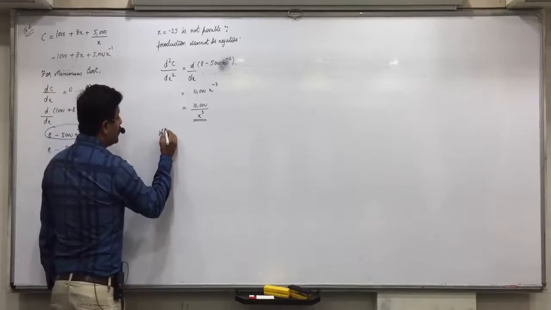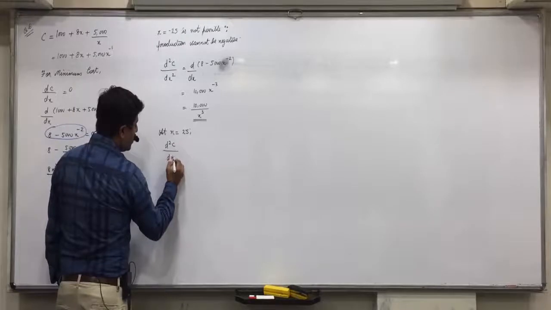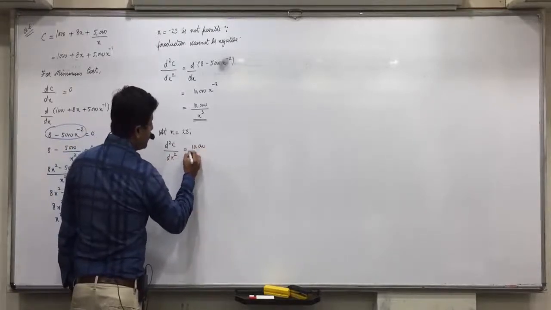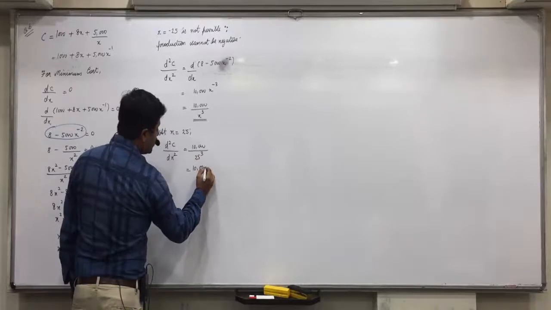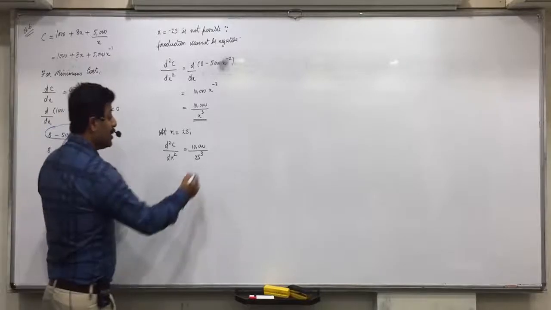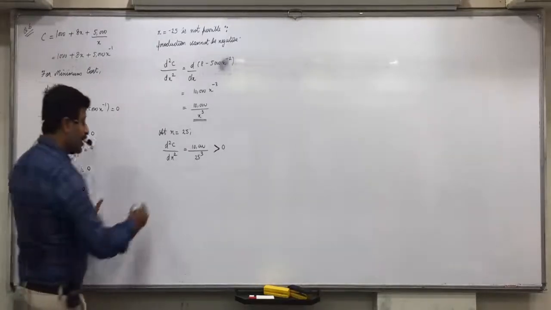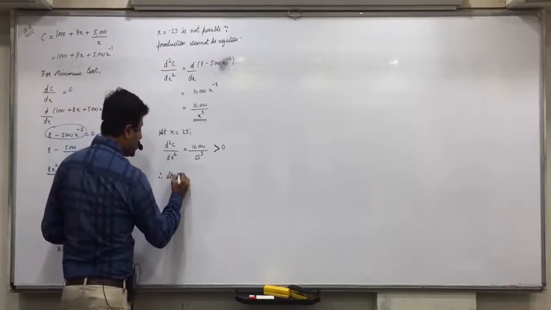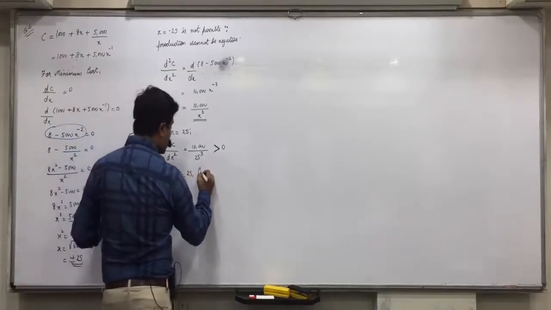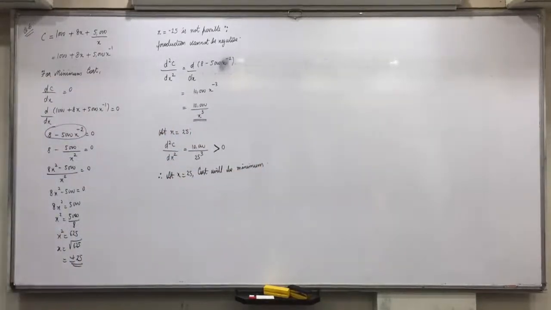So at x equals to 25, d square c upon dx square equals to 10,000 upon 25 cube. Even if you don't substitute this, no need to simplify. We know that this will come more than 0; it is allowed in exams. In textbook illustration also it is done that way only. You just have to prove that it comes more than 0. Therefore, at x equals to 25, cost will be minimum. Any doubt in this? But minimum cost is asked or not?